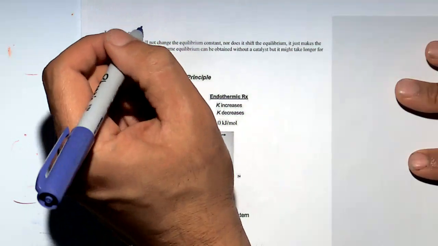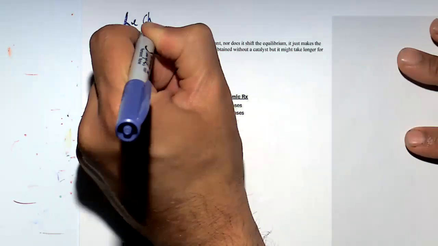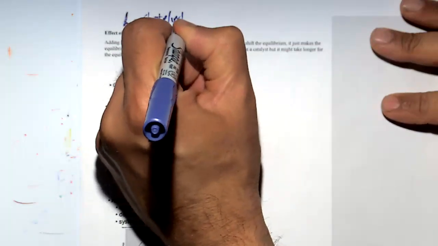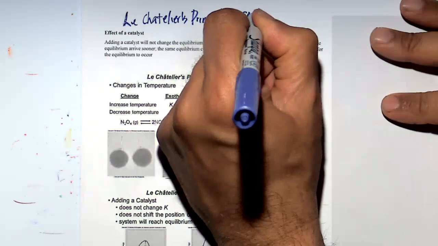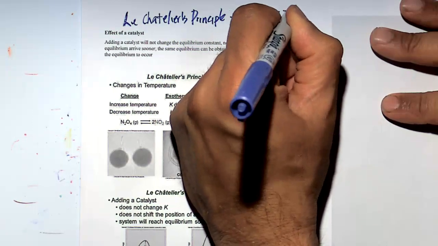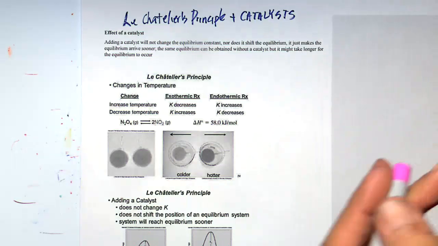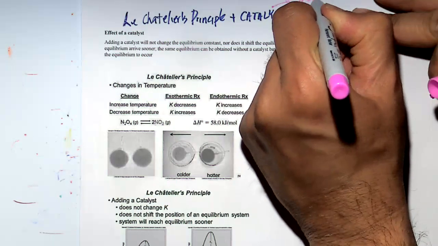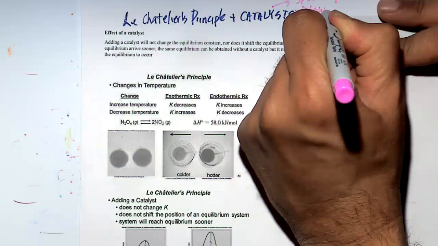All right, Le Chatelier's principle and catalysts. Okay, so do we remember what a catalyst does? Very good. It speeds up the reaction. It lowers the activation energy and it speeds up the reaction. Okay, it lowers the activation energy.